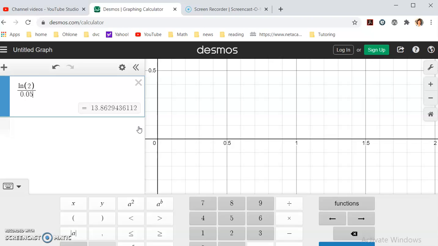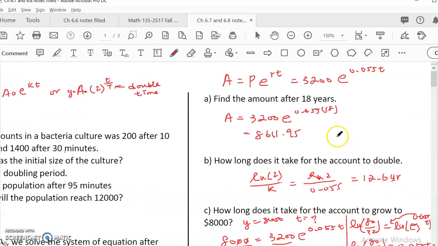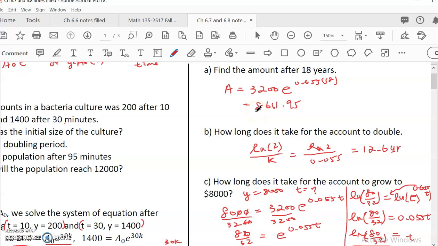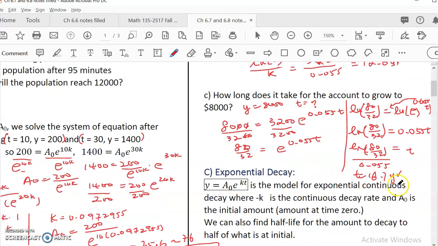Let's do ln of 80 over 32, and then close it, divided by 0.055. That's 16.7 years. So earlier we saw that after 18 years, it becomes 8,600. So it'll be a little less than 18 years. So that makes sense. 16.7 years.